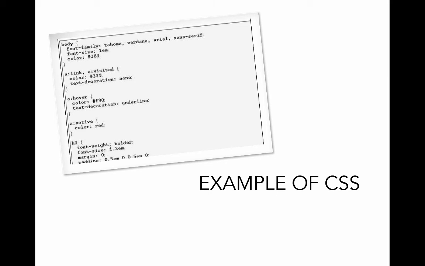And this is an example of what CSS, or cascading style sheets, look like. And I'm not going to go into too much detail here, but in simple terms, it's saying the body, which is the stuff we see on the site, that you're going to use this type of font, and it's going to be in this size, and it's going to be in this color.